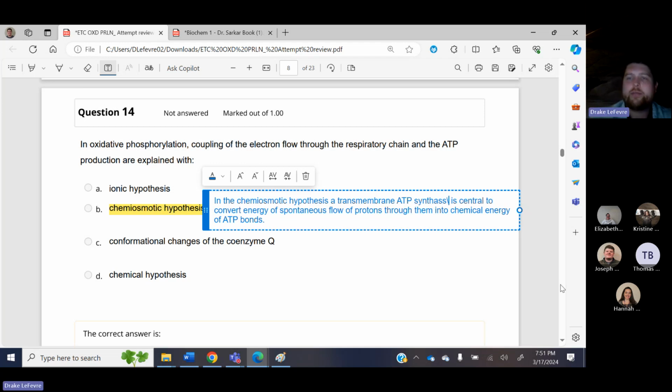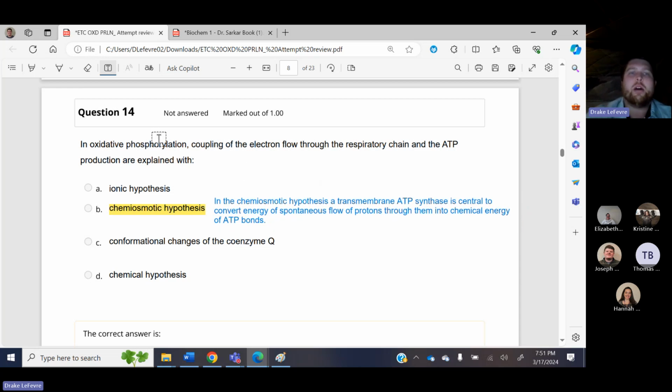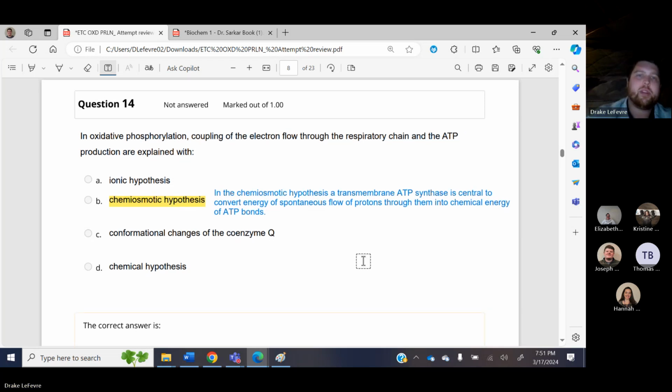Whatever, synthase, whatever. It's chemical, it's spelled differently. It is central to converting the energy of the spontaneous flow of protons through it into the chemical energy of ATP bonds. So just know that the electron transport chain is the chemiosmotic hypothesis.